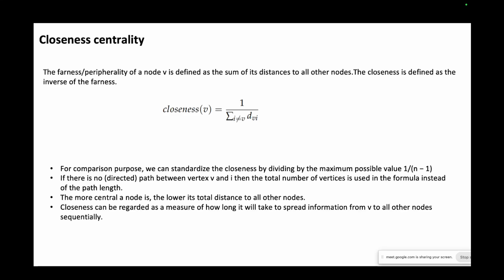The more central a node is, the lower is its total distance to other nodes. Intuitively, you have one node and say 50 other nodes in the network. You're calculating the distance of this one node to the rest of the 50 other nodes, then summing it up, and then inversing it.